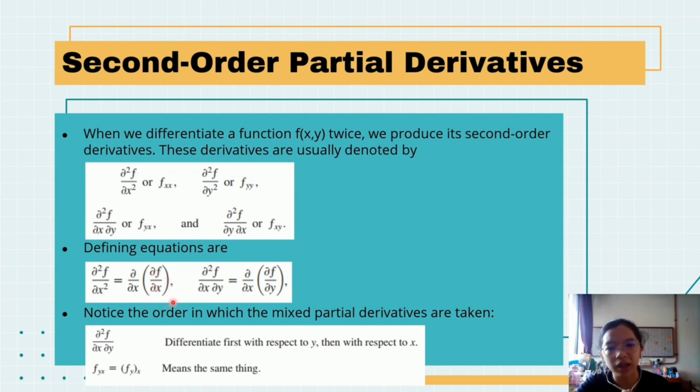So the defining equations are ∂²f/∂x² equal to ∂/∂x (∂f/∂x), and ∂²f/∂x∂y is equal to ∂/∂x (∂f/∂y). So notice the order in which the mixed partial derivatives are taken. So ∂²f/∂x∂y, we need to differentiate with respect to y first, then only with respect to x. So for fyx it is also similar to this. So we need to differentiate with respect to y, then only with respect to x.